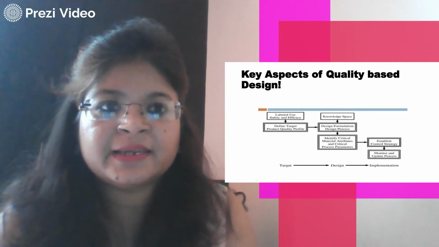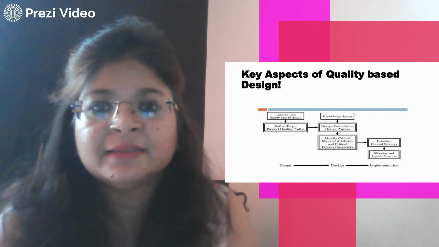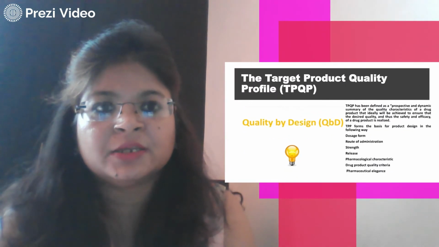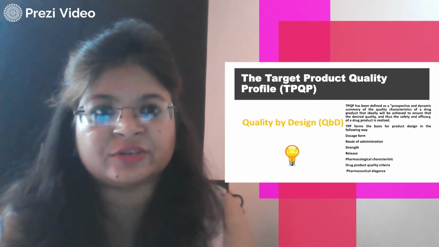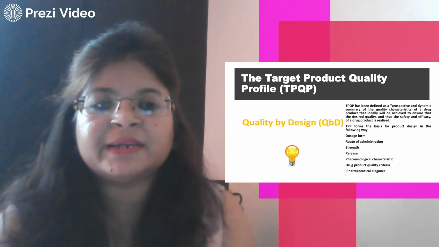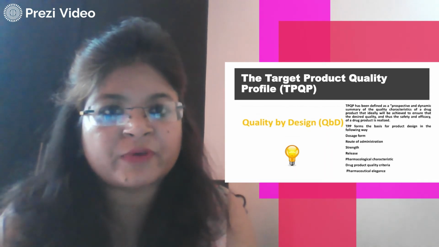So again, these are the key aspects of the quality by design. Flowcharts have to be devised, the system flow has to be generated. Now I am going to discuss the seven most critical attributes for any quality by design concept. The first is the target product quality profile identification.